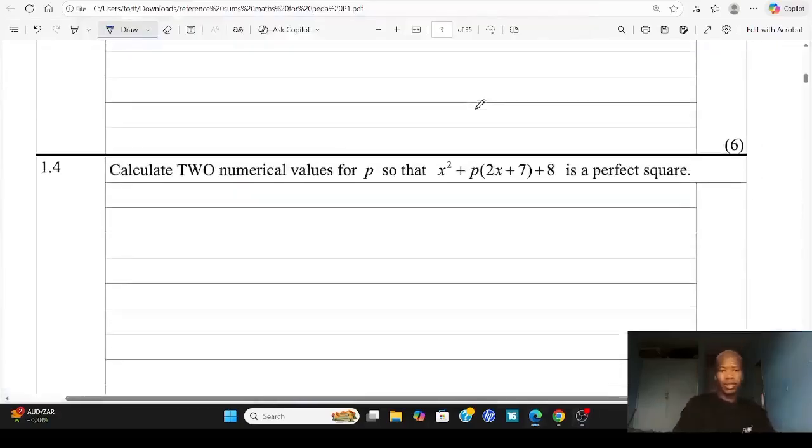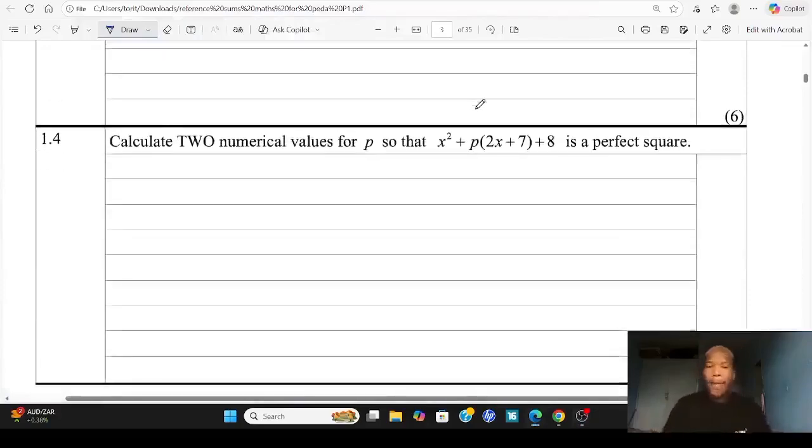So let us proceed to our other question, right? It says calculate two numerical values for p so that x squared plus p(2x plus 7) plus 8 is a perfect square, right? So let us first simplify this. So we're going to have x squared plus 2px, right, plus 7p, right, plus 8.